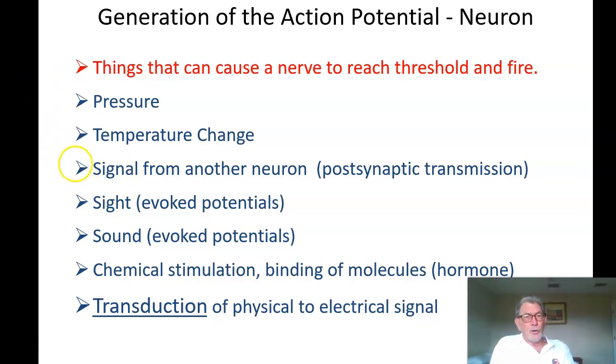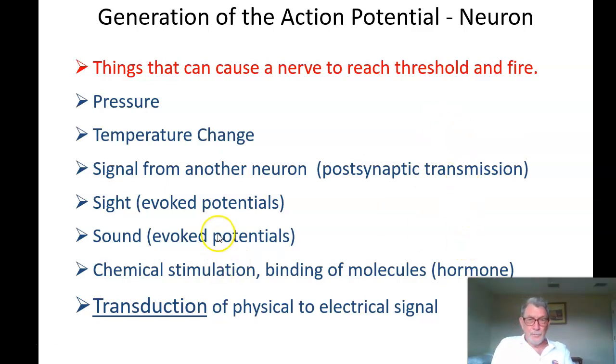If there's a nerve that stimulates my membrane to the point where it lets in just enough sodium to cause it to reach the threshold, it will fire. Sight and sound are called evoked potentials. Light shining on your retina activates specific cells that respond to light, and it opens just enough channels that they reach the threshold and they fire, and you see stuff.